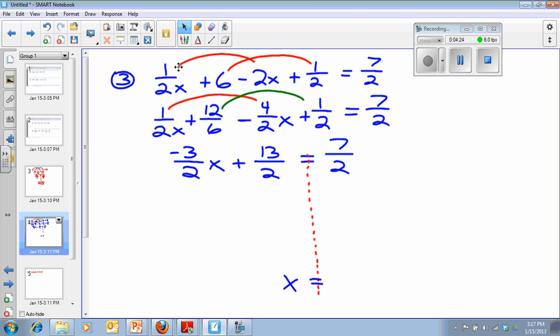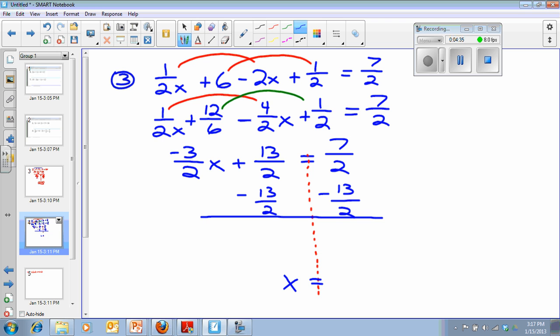Let's do this first. Let's do a negative 13 over 2 on both sides, and let's just see what we get. So I'm going to do my sum line. Of course, these cancel out. We wanted those to go away. So I have my negative 3/2 x. And what is this going to equal? Well, when I put 7 positives and 13 negatives together, that gives me a negative 6 over 2.